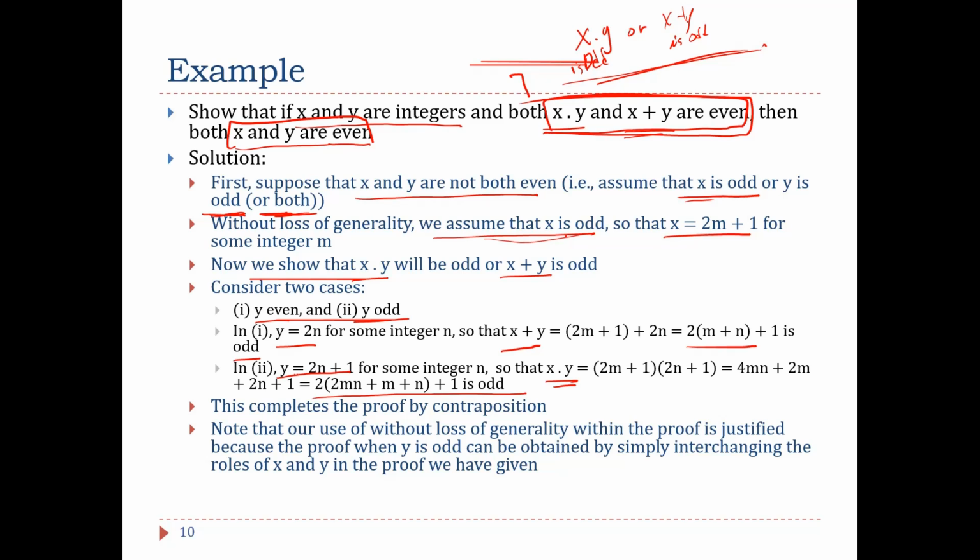Note that our use of without loss of generality within the proof is justified because the proof when y is odd can be obtained by simply interchanging the roles of x and y in the proof. If you would like to know why this works, we're just dealing with addition and multiplication, and these operators are commutative, and during all the entailment phases the roles of x and y were interchangeable. This is the reason for the justifiable use of the without loss of generality trick.